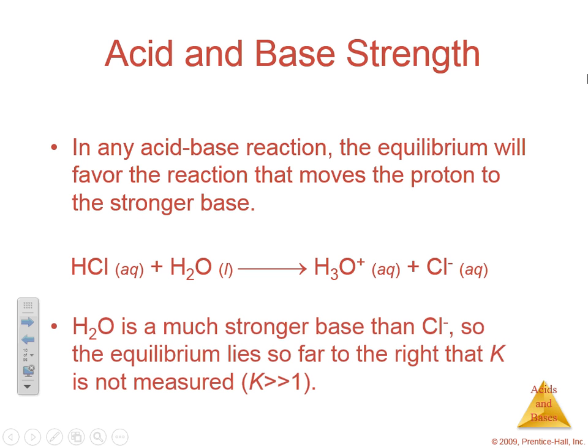So just something to keep in mind there. H2O is a much stronger base than Cl-. So the equilibrium is so far to the right that K is not measured. It's so much greater than 1.